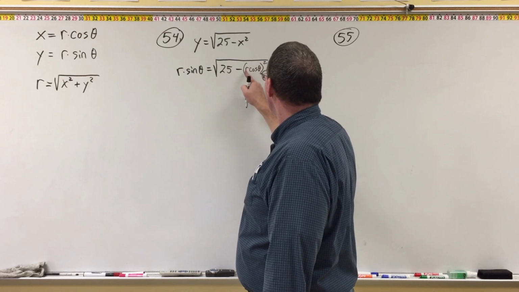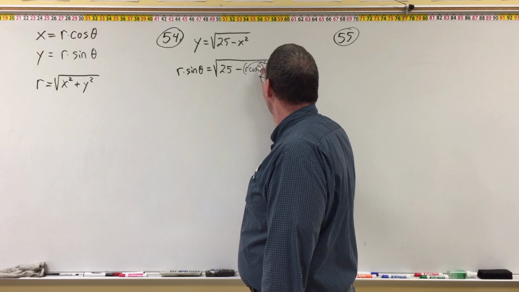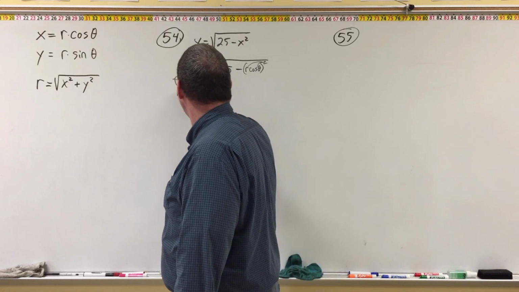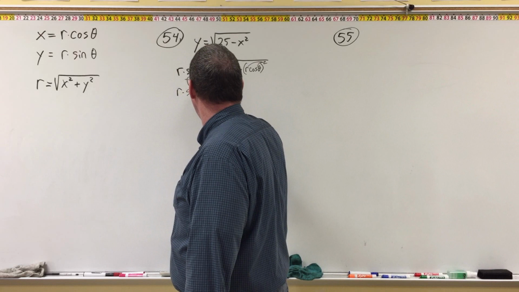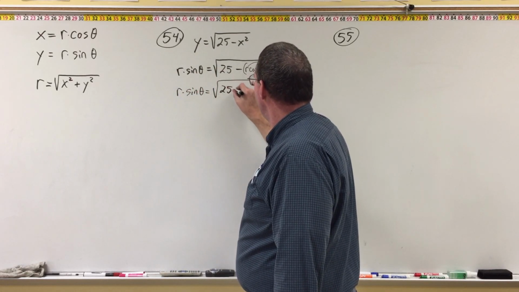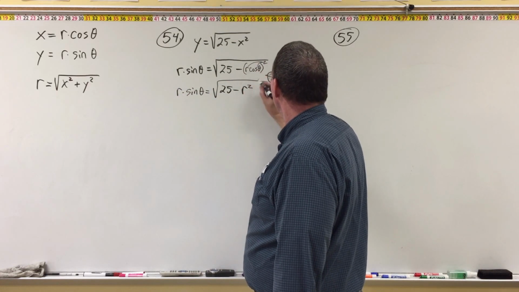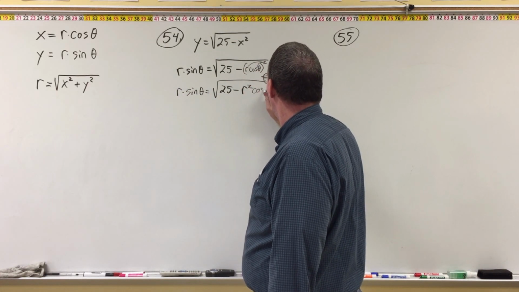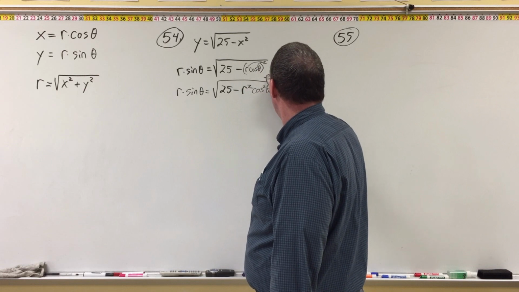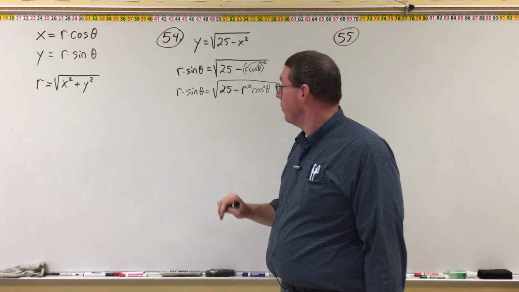Now, when we square r cosine of theta, it's actually going to distribute onto the r and onto the cosine. And so what we're going to have now is r times sine of theta is equal to big square root here, 25 minus r squared times cosine squared of theta. Okay? And so now we can start solving algebraically.